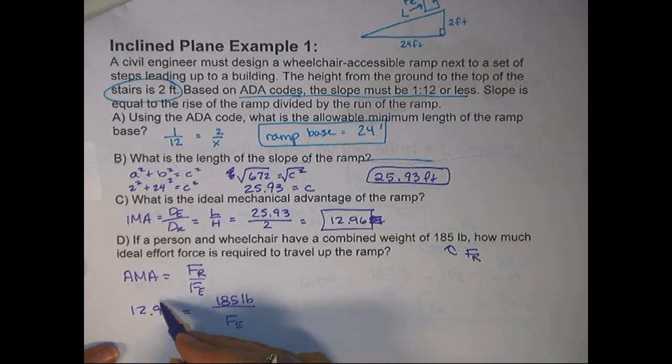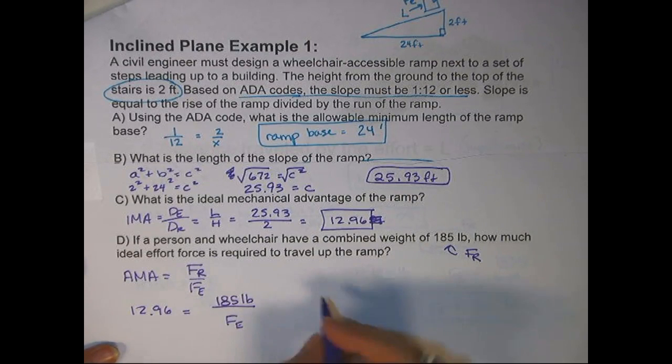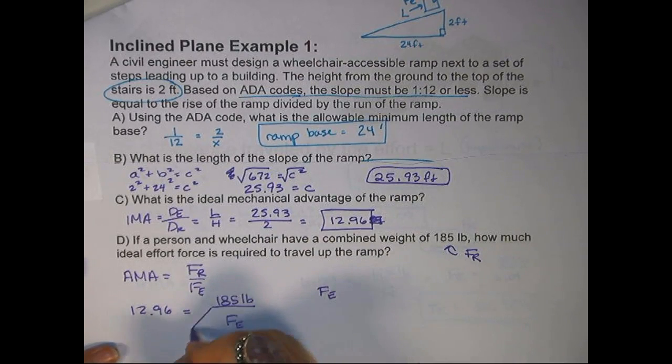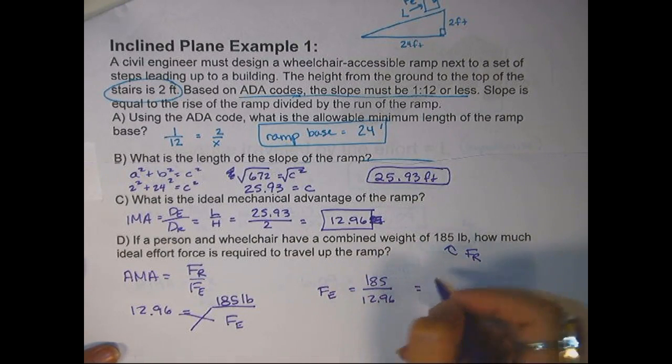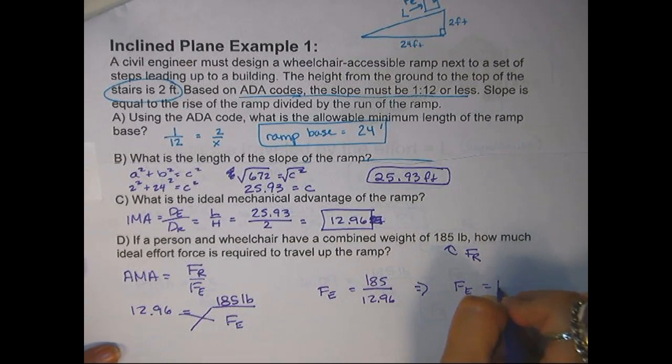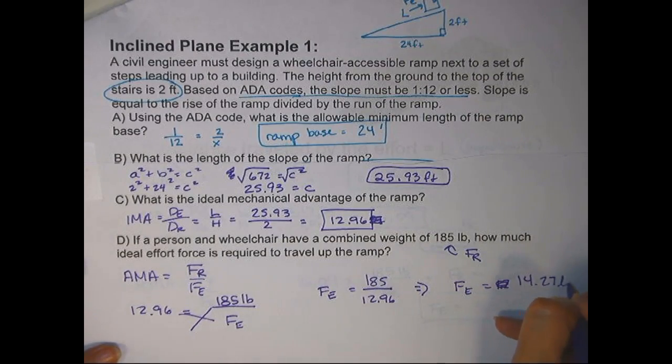How much effort will it take to push this person up the ramp? Well, you multiply this over here, divide that over there. FE, cross multiply, right? We get FE as 185 divided by 12.96. And we find that it's only going to take 14.27 pounds. This is really nice.